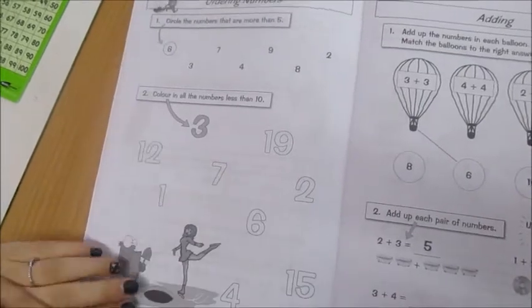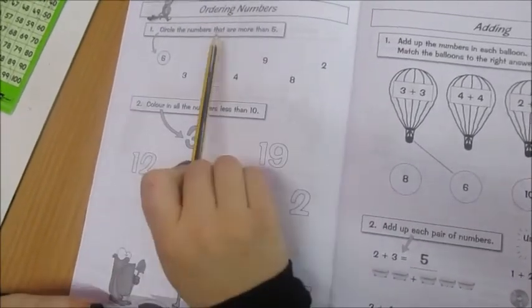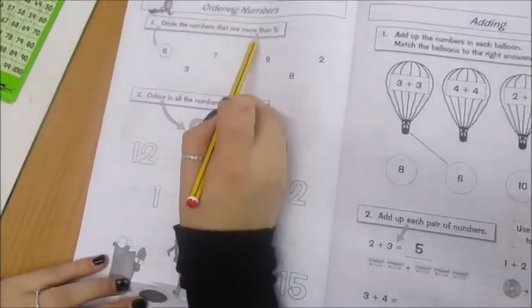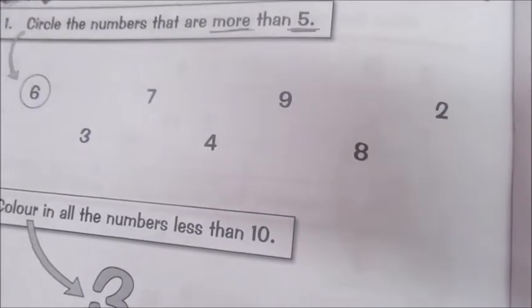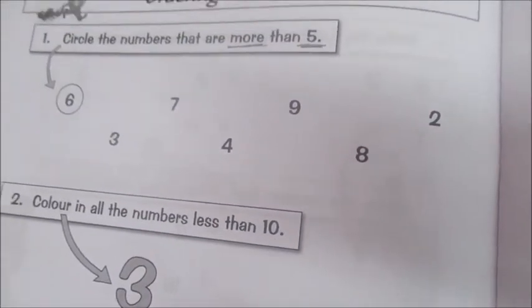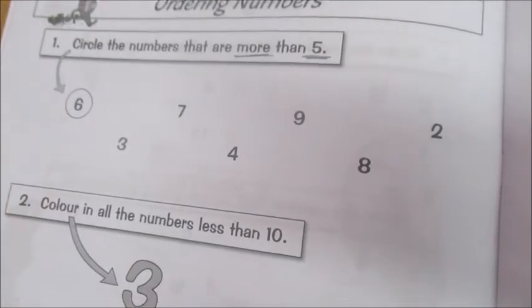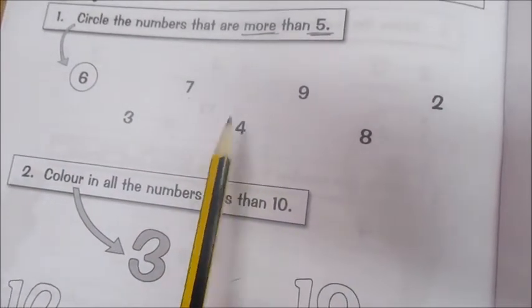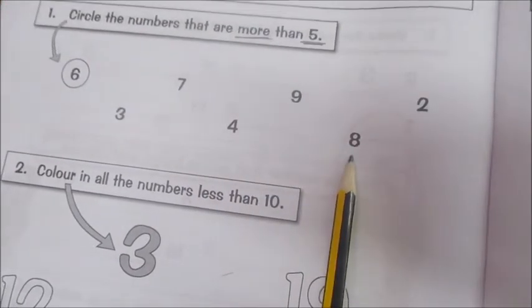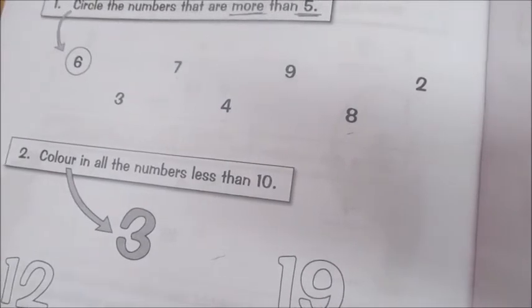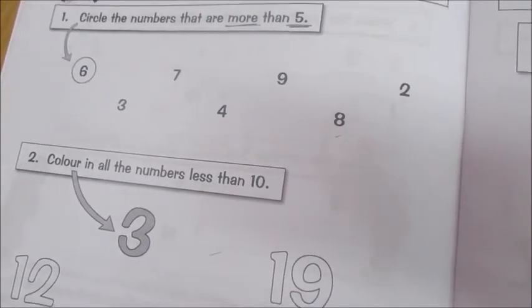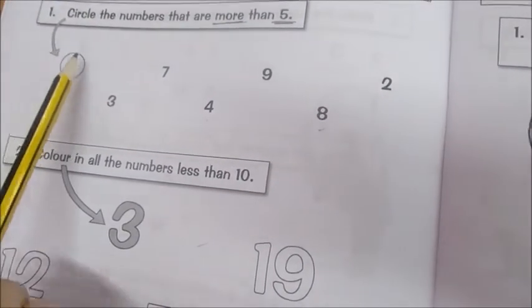So question 1 is asking us to circle the numbers that are more than 5. So more than 5. So we're thinking about what numbers come after 5 when we count. So we've got number 6, number 3, number 7, number 4, number 9, number 8, and number 2. So we need to circle the numbers that are bigger than 5. And the book has done one for you there.